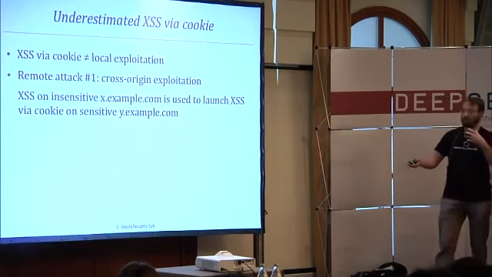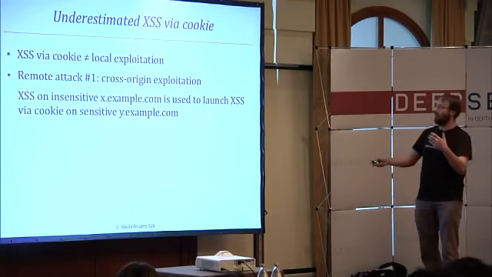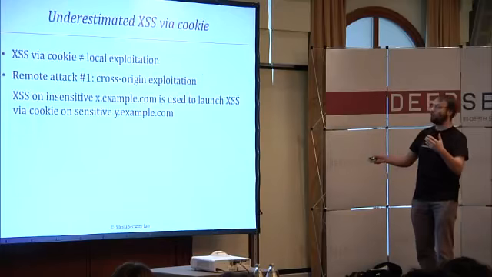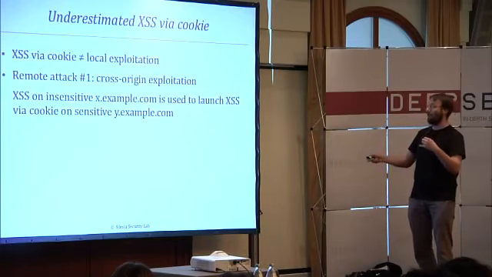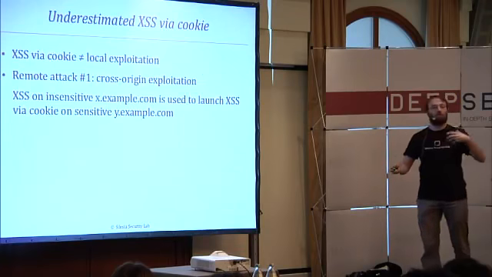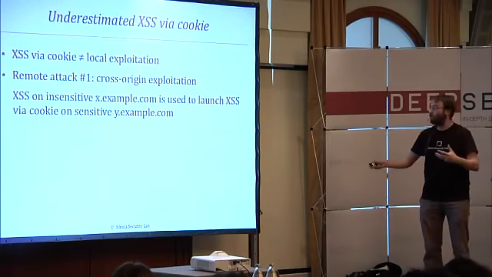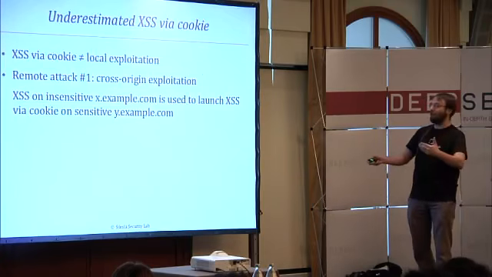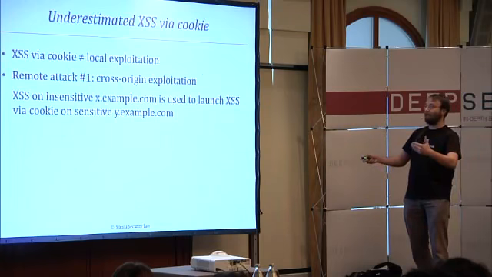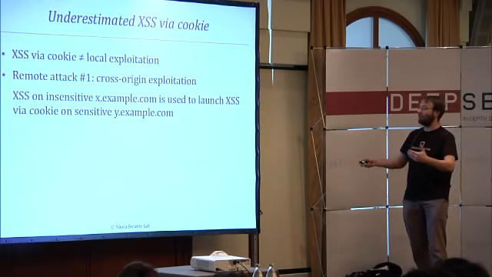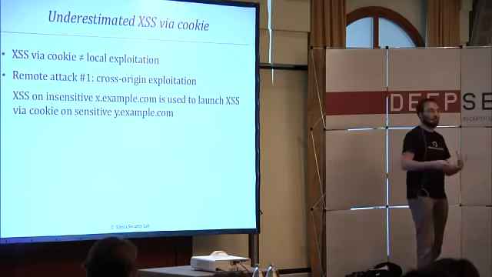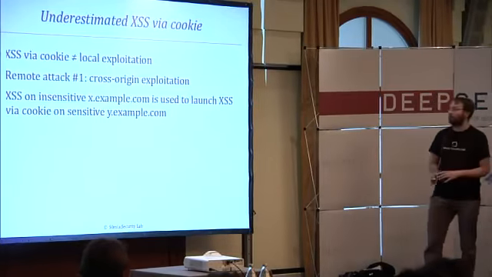Do you see what I'm talking about? Because now I have XSS on the insensitive x.example.com, I set a cookie with the domain attribute example.com. It means that this cookie will later be sent to all subdomains of this domain, so also to y.example.com. So what I have here is that I remotely trigger XSS via cookie on the sensitive y.example.com, and this is it. A very nice, beautiful combination of different problems.